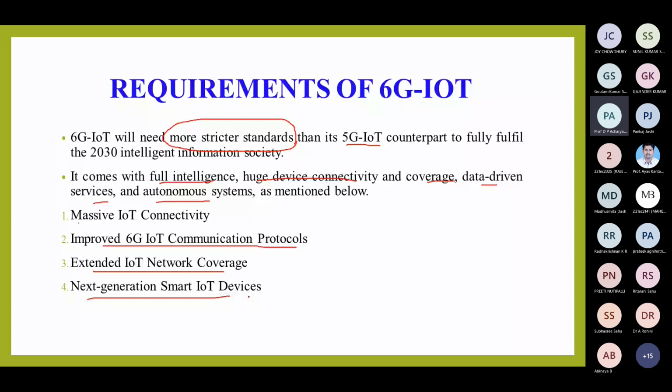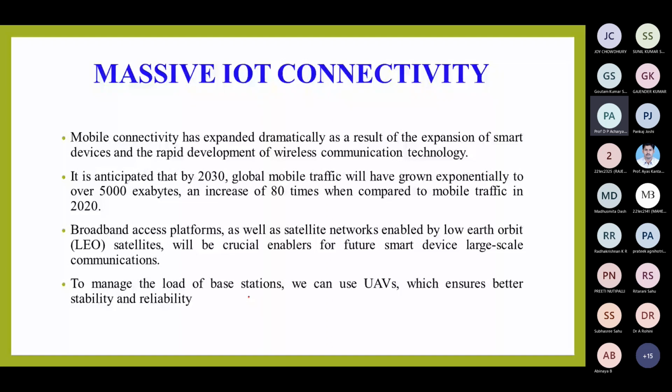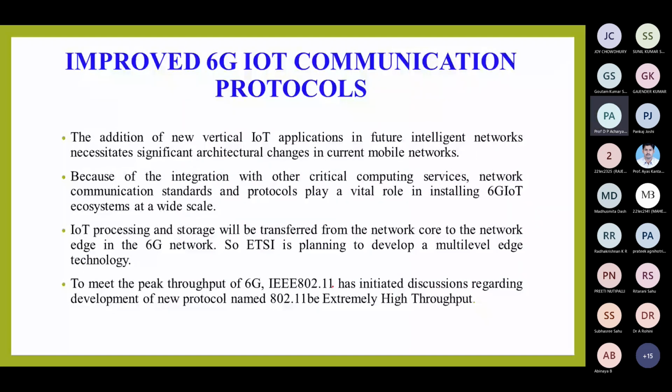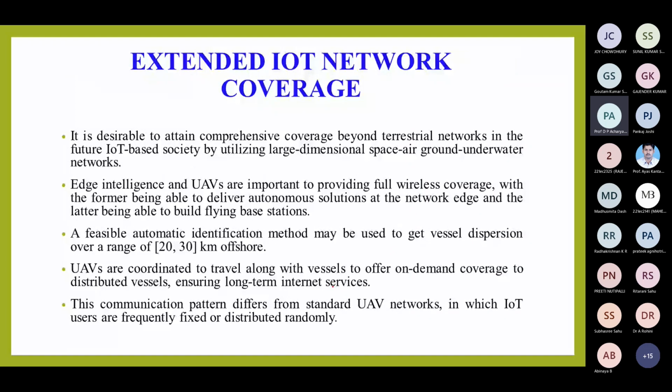Okay, so this massive IoT connectivity can happen through broadband access platforms as well as satellite networks, where you will use low Earth orbit satellites, and they will be the crucial enablers for large scale device communications. And this again can be intermediated through the use of unmanned aerial vehicles. So extended IoT network coverage will be there through this, and edge intelligence UAV. These are the important stuffs.